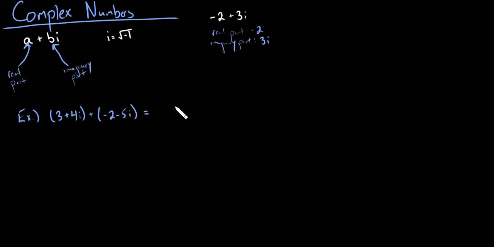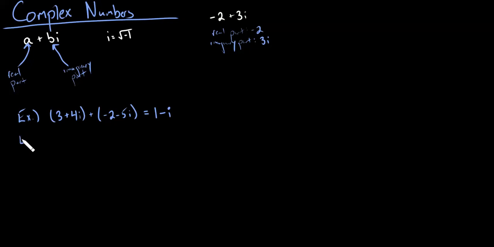Well, all that we would do is combine like terms, and in this particular case, the real parts are the like terms, and the imaginary parts are the other like terms. So we would have 3 plus negative 2, which would get us 1, and we'd have 4i plus negative 5i, which would be a negative 1i. And that's it. That would be your final answer, and it needs to be written just like this. The standard form of a complex number is always real part first, imaginary part second, so we want to have our real part first of 1 and our imaginary part second of negative i, okay? And that's really all that there is to adding complex numbers.